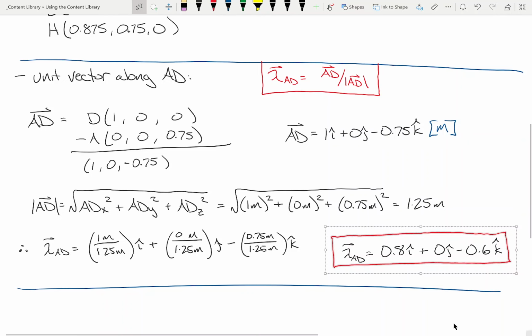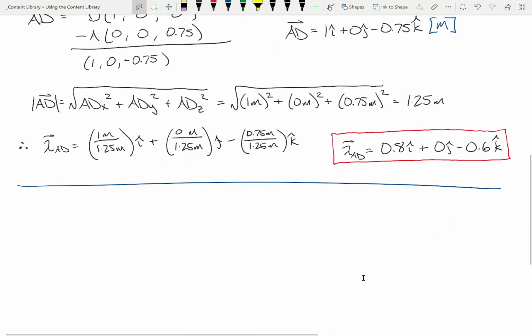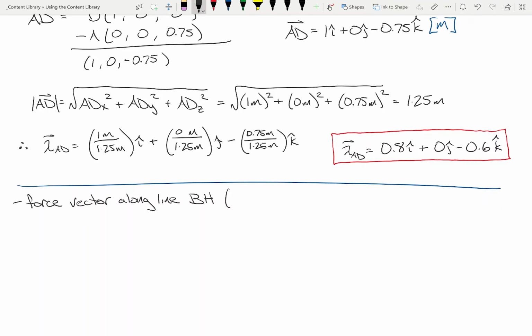But before I move on, does anybody have any questions? Am I going too fast? Is this straightforward? Everybody good? Okay. So now let's do the force vector. And that's going to be along line BH. And remember, this is, what is it, 450 newtons?